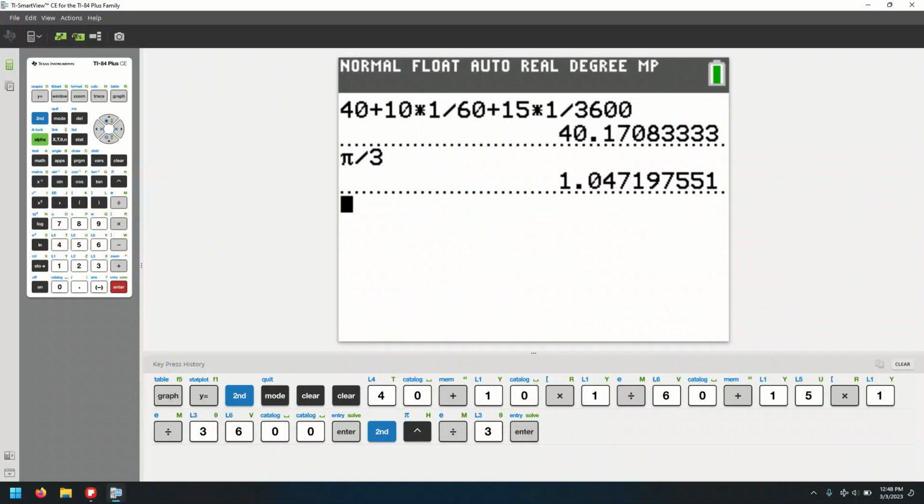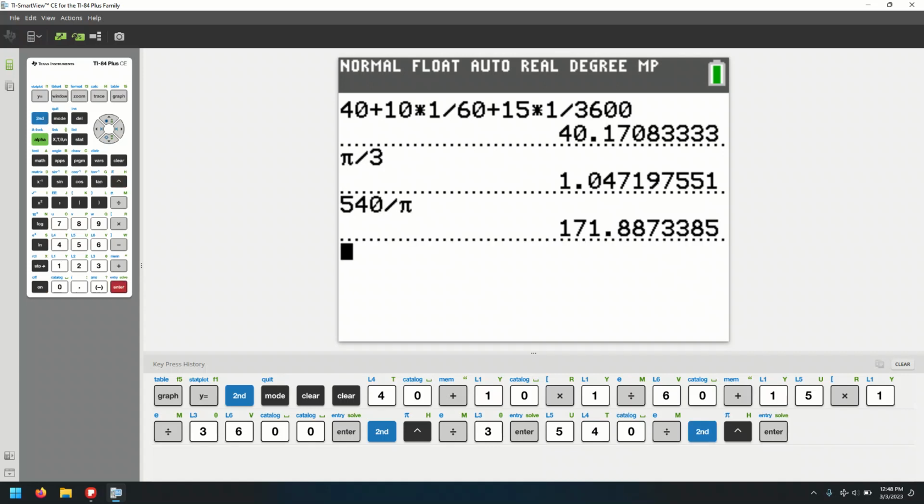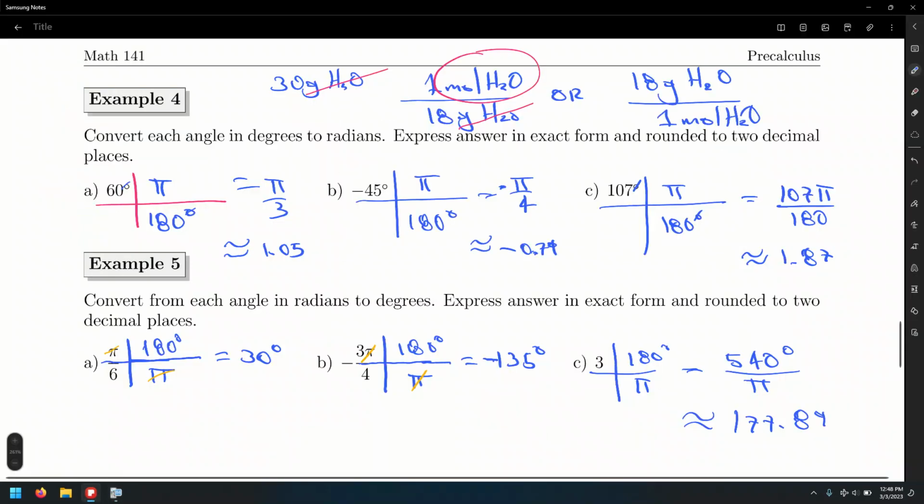And let's do this on the graphing calculator. So that's 540 divided by second pi. That's our number. 171. Oh, wait. I got a different number, right? 171.89, not 177. 171.